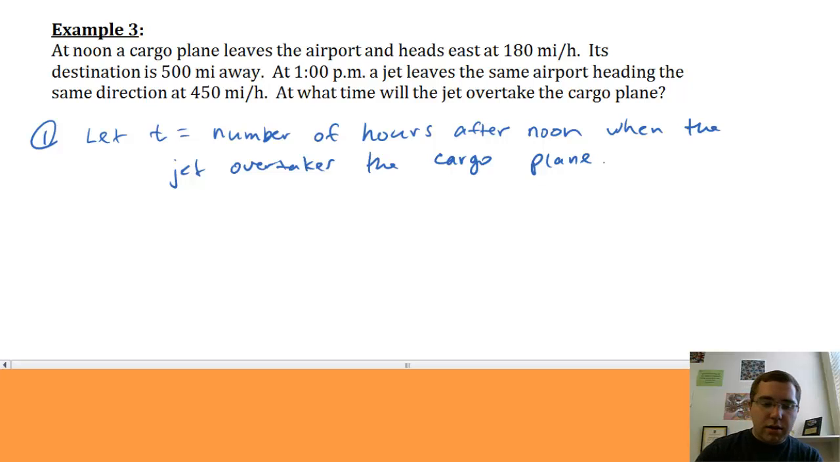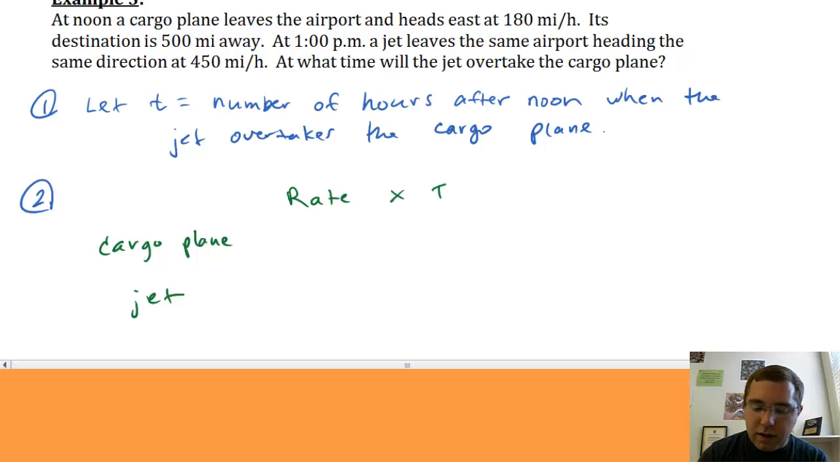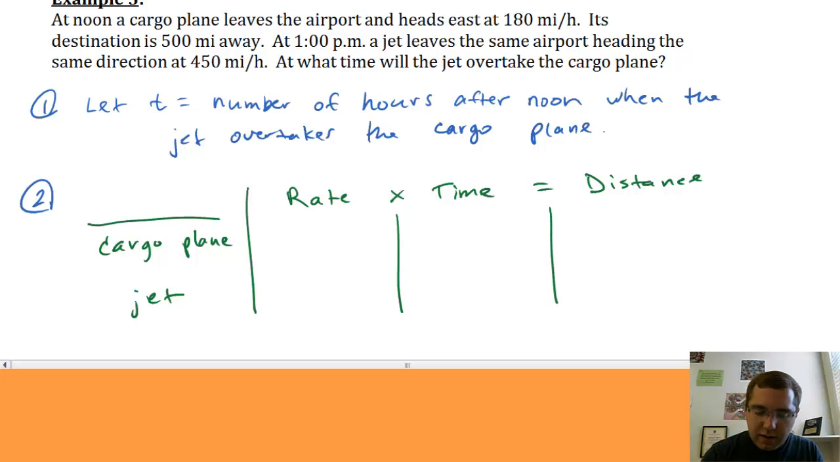So step 2, let's organize our information. And we can make a really quick table that will help us to do that. So we keep track of the cargo plane and the jet. A really useful relationship that hopefully we remember from Algebra 1 is that distance equals rate times time. I'm writing that backwards here and saying rate times time equals distance. Problems like this generally amount to an application of exactly that relationship. Distance equals rate times time.